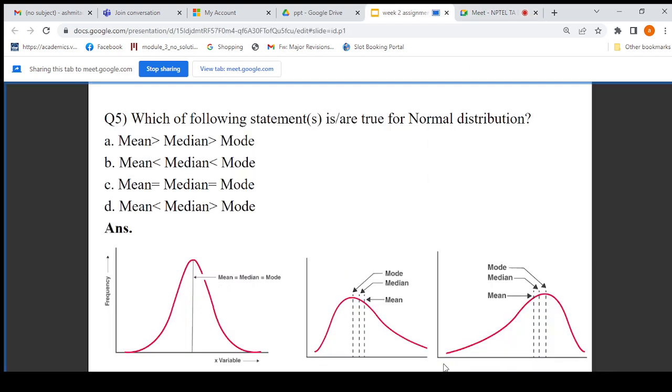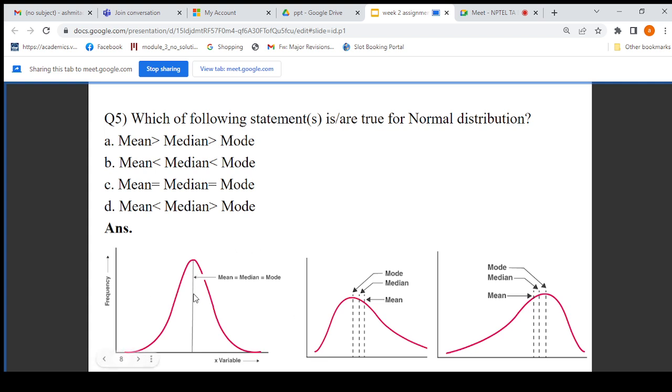So then what does the middle picture depict? What type of distribution is this? Skewed. Which type of skew? Skewness to the right. Okay. And the rightmost one? It is again skewed, but skewness to the left.